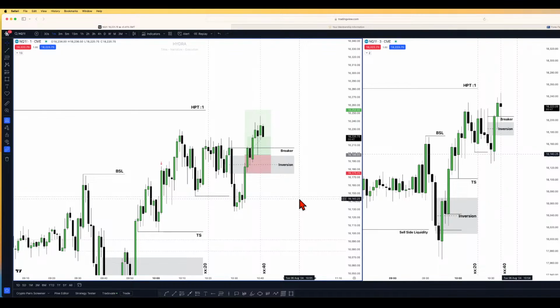All of them were from inversion, but inversion was not what made it high probability. Always remember that. It's the draw on liquidity and the targets that made it high probability. Inversion was just a way to get in.